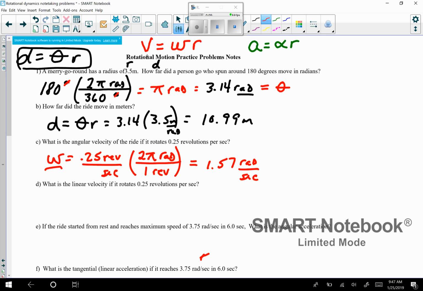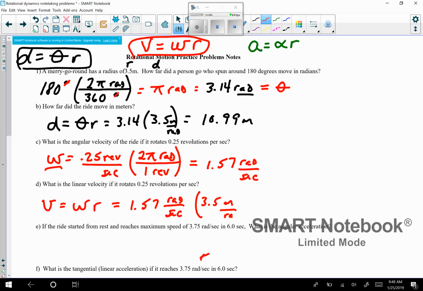Well, if you want to find linear velocity, look at this formula right up here. You can simply take the Greek velocity, or the angular velocity, and multiply it by r, or make it Greek-er. So I'm going to take that 1.57, and that's radians per second, and multiply that by the radius of 3.5, and that's meters per radian. And so therefore the radians cancel out, and I'm left now with 5.5 meters per second.